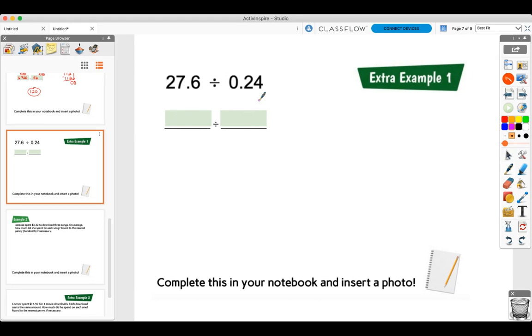So first thing is making sure your divisor is a whole number. There are 2 decimal places after the decimal, which means you're multiplying by 100. You're moving it over twice. Doing the same thing here, multiplying by 100, moving it over twice, putting a 0 here. You're going to have 2,760 divided by 24. So the divisor goes on the outside, and the dividend goes underneath.